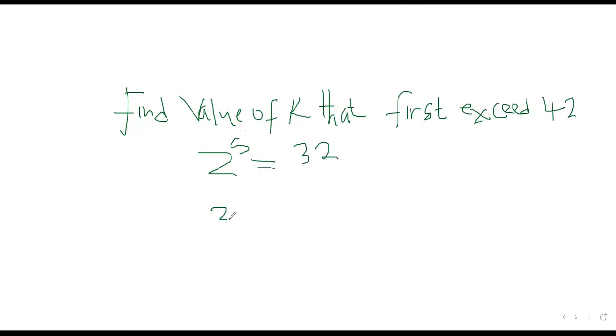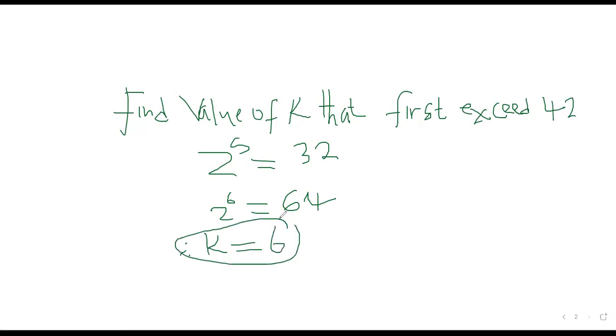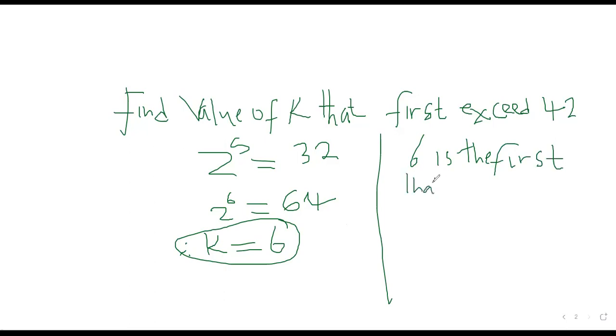So 2 to the power 6 is 64. So therefore our k is equal to 6, because 6 is the first number that exceeds 42, the first number that exceeds it.